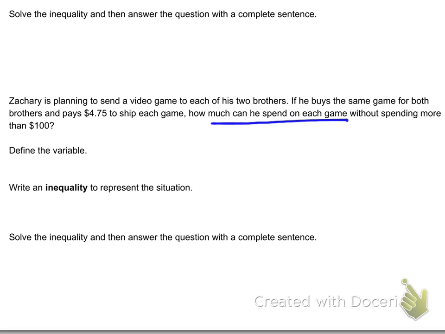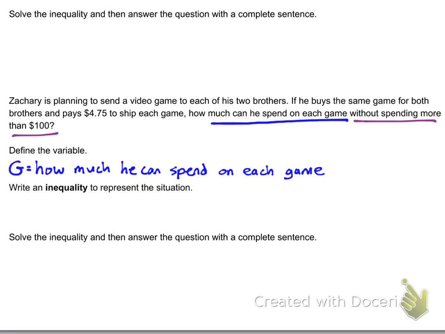So the first thing you should notice is how much can he spend on each game? That's the question. So that's going to be our variable, G, how much he can spend on each game. Next up, "without spending more than 100." Not more than is once again less than or equal to. So I'm going to put less than or equal to 100. If he spends $100, he's not spending more than, so that's just fine.